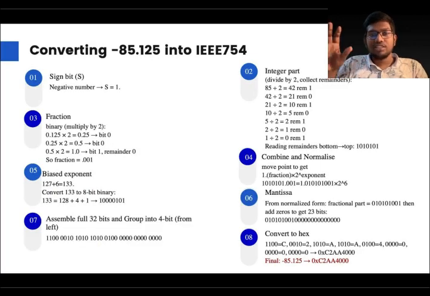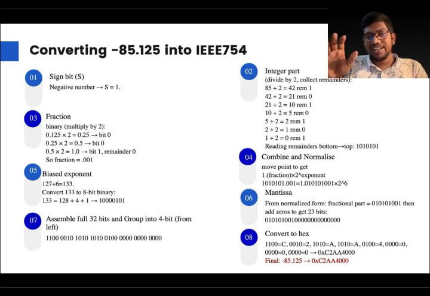So we should convert minus 85.125 into IEEE 754 format. The first bit is sign. So let us check the sign of the number. The number sign is negative, so the first bit is 1. Now let us go to the integer part. The integer part in the number 85.125 is 85.